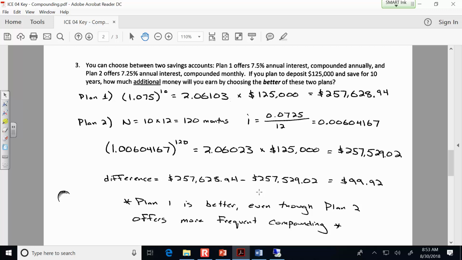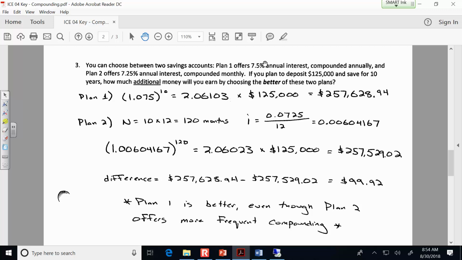And of course, the difference between those two amounts is about $99.92. So plan 1 is better because it has the higher interest rate, even though it's only compounding annually. So if you're trying to weigh apples and oranges, like if you're comparing things that are dissimilar, you have to take them to the same basis to know which one is better.